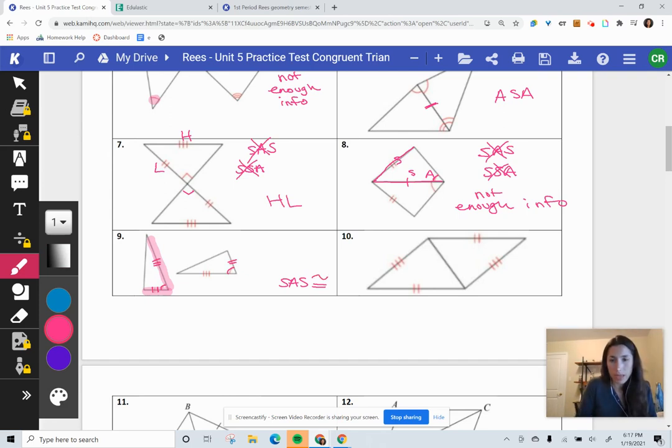And then I'll just do the last one on here as well. They have a shared common reflexive side as well. So this right here is a side marking, this is a side marking, and this is a side marking. So these triangles are congruent because of side, side, side congruency.